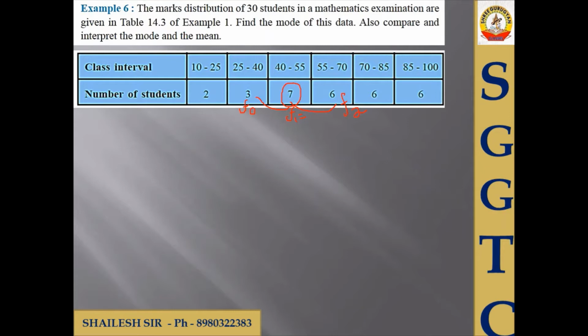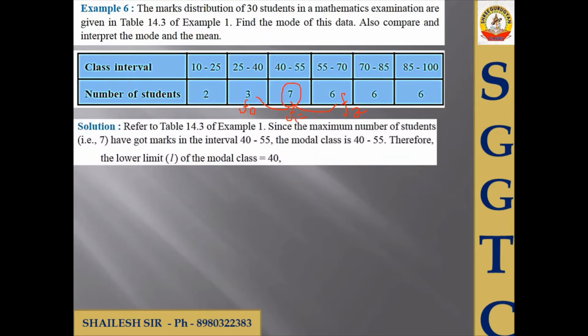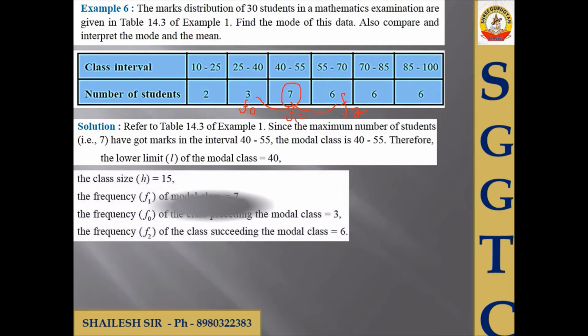So the related class 40 to 55 is my modal class, and F0 and F2, preceding and succeeding, are 3 and 7. Highlight those F0, F1 and F2 values, and all values mentioned: L is 40, and apply the formula. Class size H is 15, F1 of the modal class is 7, F0 preceding the modal class is 3. Preceding means before the 7, and succeeding means after the 7.